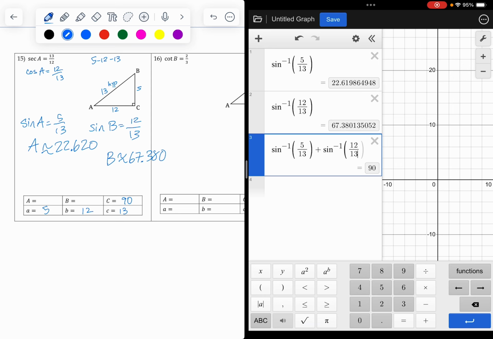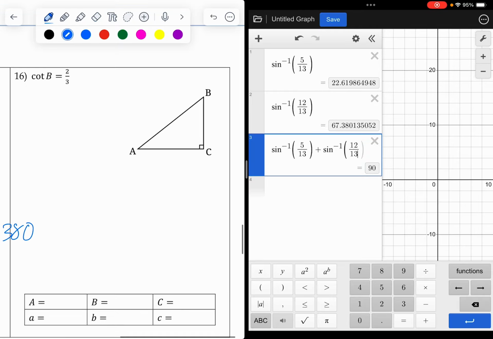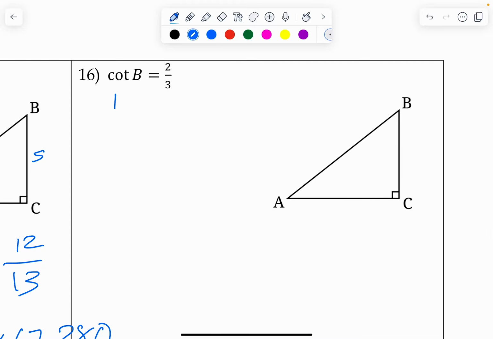Sorry. No worries. Okay, so let's finish this. So we have 22.620 and 67.380. And now we have one more. They're telling us cotangent. Well, I think in terms of the reciprocal. So tangent is going to be the reciprocal, 3 over 2.